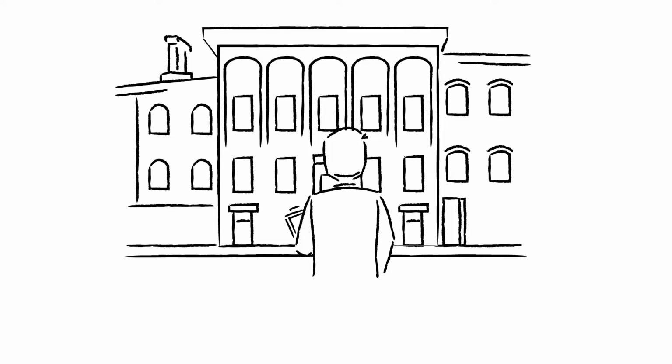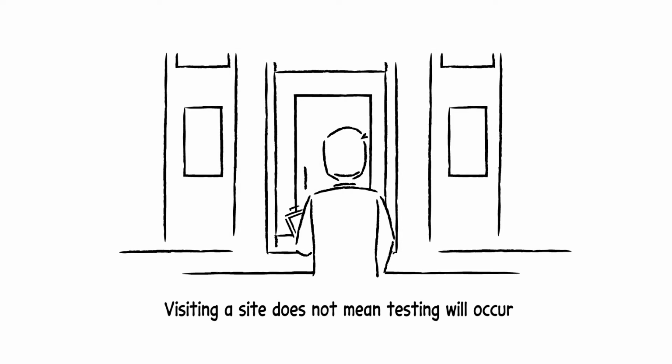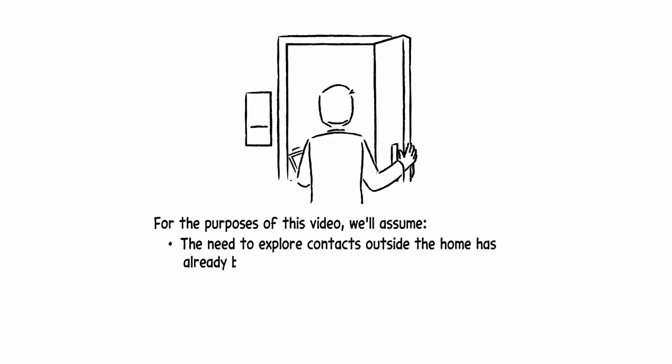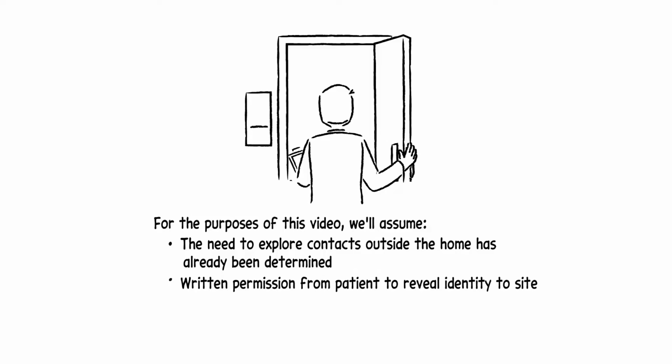It's important to note that just because you initiate an on-site investigation, that does not automatically mean that you will be identifying contacts for testing. It simply indicates that the setting needs to be assessed to determine whether there was the potential for exposure that would require testing. For the purposes of this video, we'll assume that the need to explore contacts outside the home has already been determined. We will also assume that written permission from the patient to reveal his or her identity to site management has been obtained, in accordance with recommendations from the Centers for Disease Control and Prevention, or CDC.